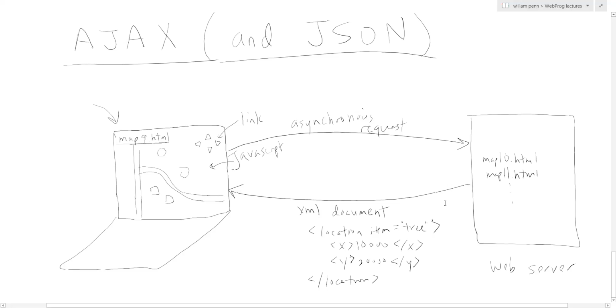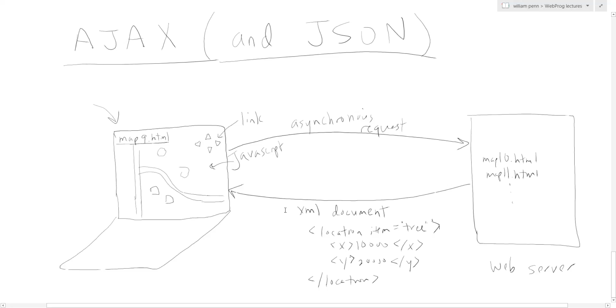So it's not a complete request for a web page, a complete response with an HTML document. Instead, it's JavaScript code on this side in the browser running a little function to make an asynchronous request to the web server. The web server sends back a document that has some information in it, some data in it, that comes back, and there's another JavaScript function over here waiting for that to process it and do whatever it needs to do with that.